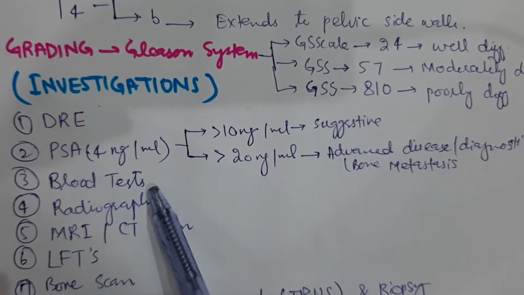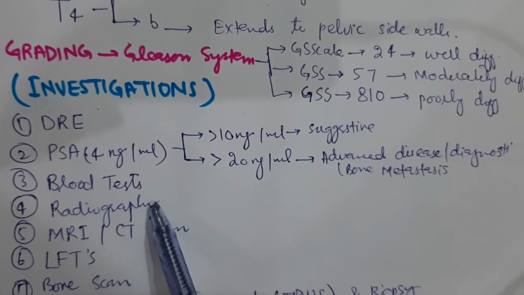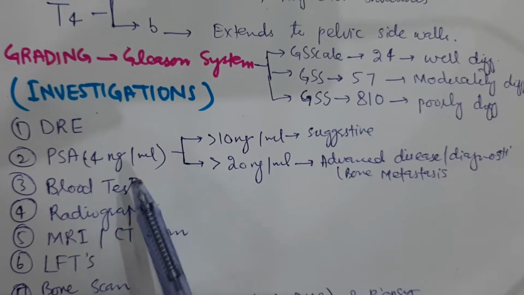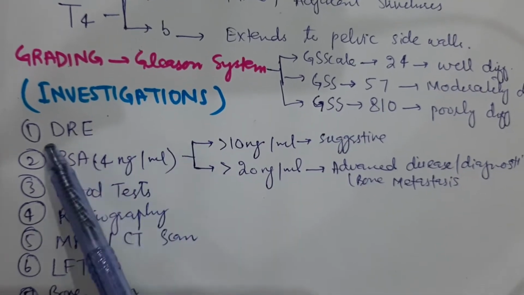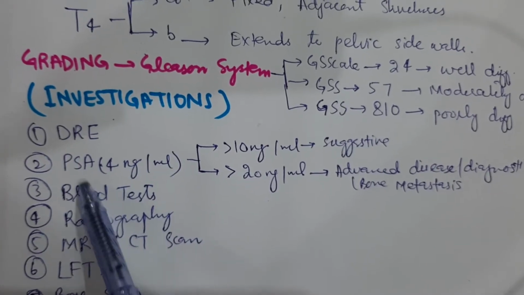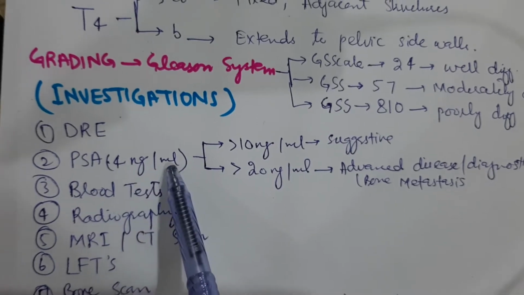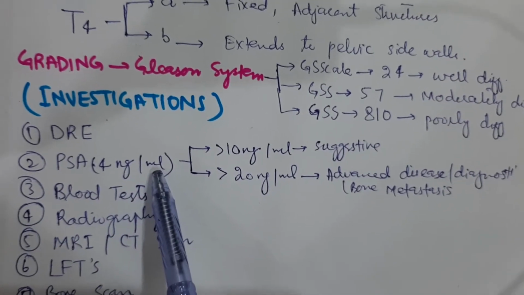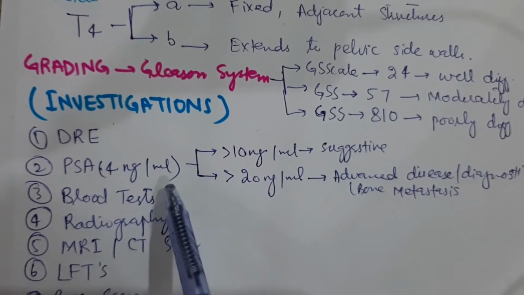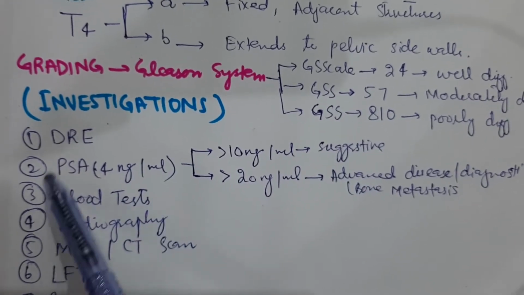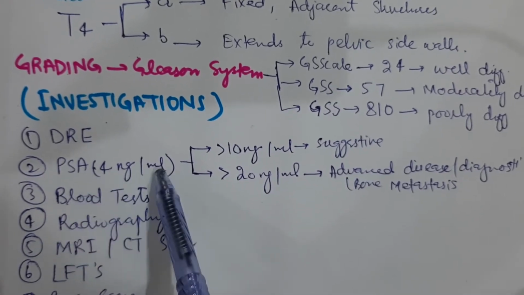But it is not as specific and sensitive especially in the early disease, because it is also raised in other diseases like BPH and prostatitis. After digital rectal examination, PSA is also raised, and after catheterization, PSA is raised. But it is a good prognostic factor and good at following the course of the advanced disease.